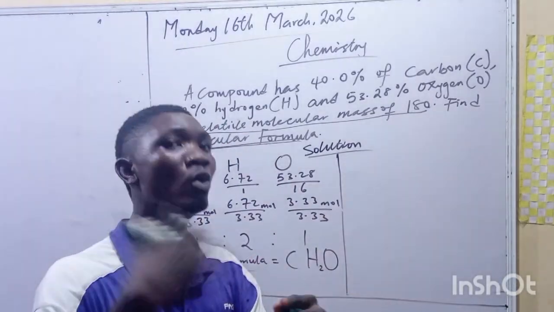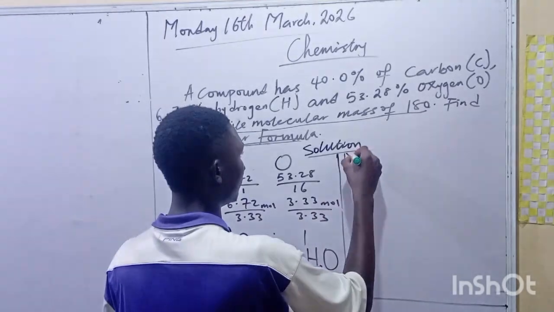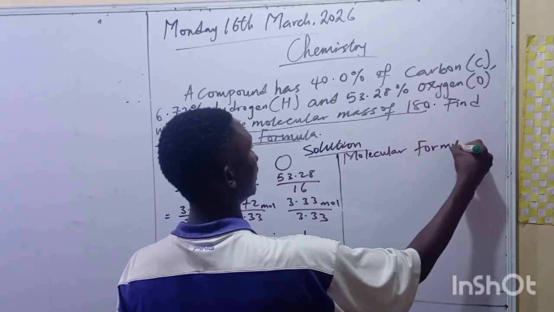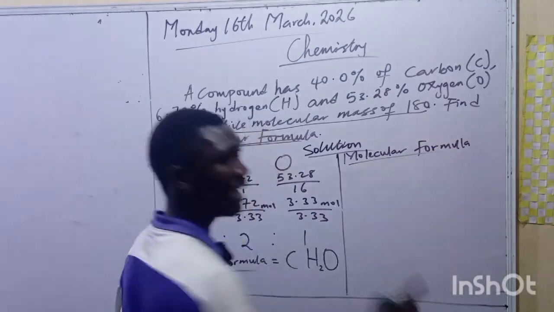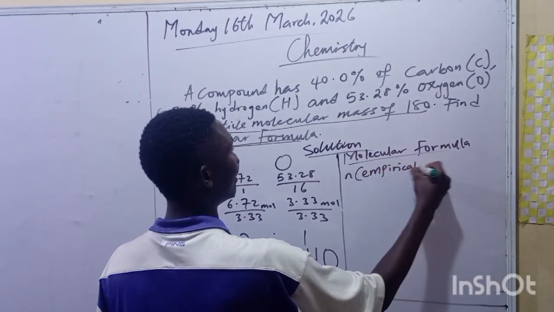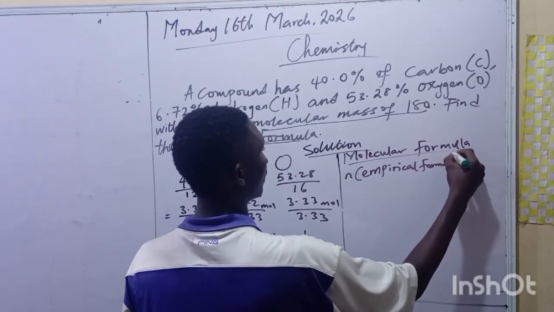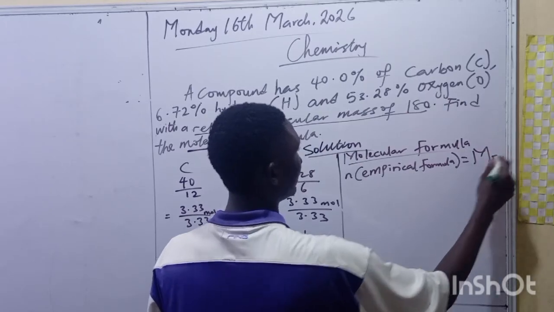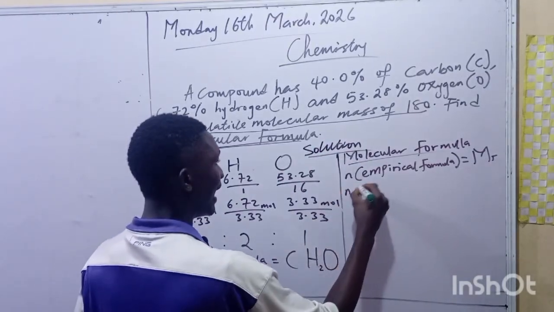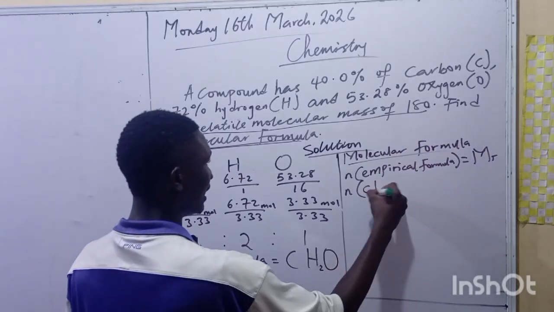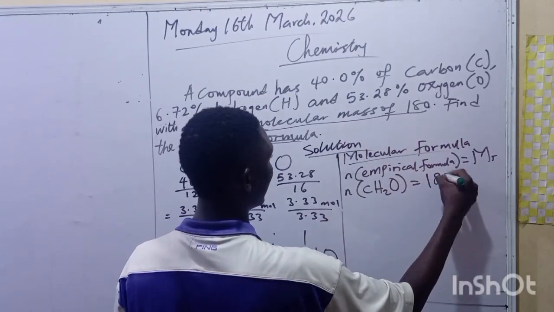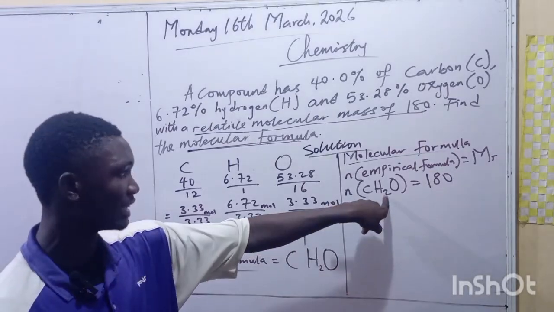Now, the formula for molecular formula is equal to, the formula is what? n open bracket, empirical formula, close bracket, equals MR. This MR stands for what? Relative molecular mass. Now, n open bracket, what is the empirical formula? CH2O. The relative molecular mass is what? 180. Now, what do we do to this empirical formula?